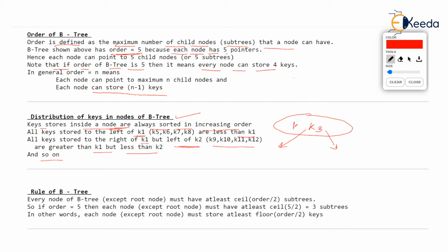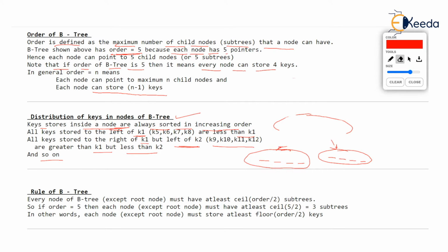Before this, we have a key called K2. Now the keys stored in this node are always greater than K2 but less than K3. And if we have some key like K4 here, then whatever keys are stored in this node, which I am right now drawing, are greater than K3 but less than K4. I hope you are understanding the distribution of the keys.